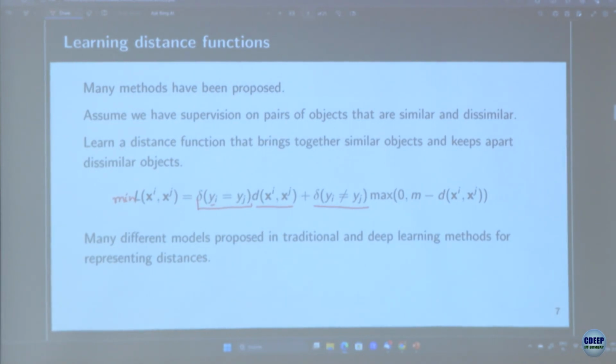Now earlier people were just trying to maximize the distance of far away objects, of objects which are dissimilar, but then that problem became very difficult to learn, and people found it much more useful to change the loss function to introduce a margin. So this is a margin, which is a parameter, like a hyperparameter.